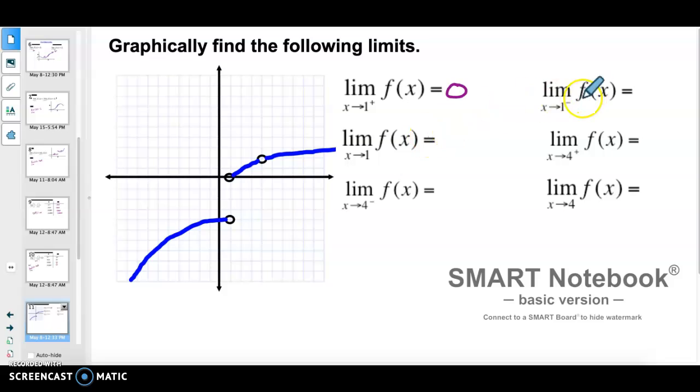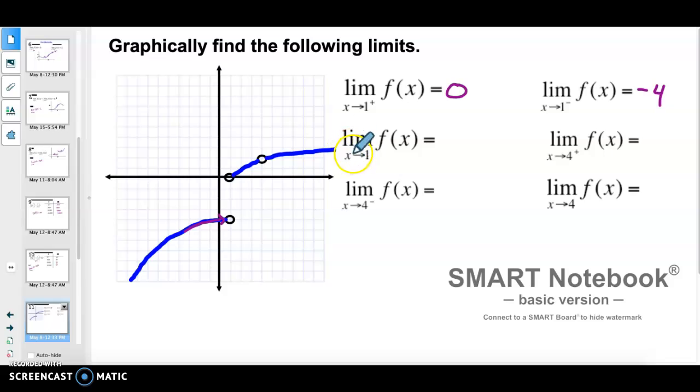Then as I approach 1 from the left, here's x equals 1, but I've got to look for where the function is approaching from the left, and that would be this side of the graph down here. So as I'm approaching it from the left, the y value that I'm hitting at is negative 4. Even though there's a hole there, it's still getting close to negative 4, so we say negative 4.